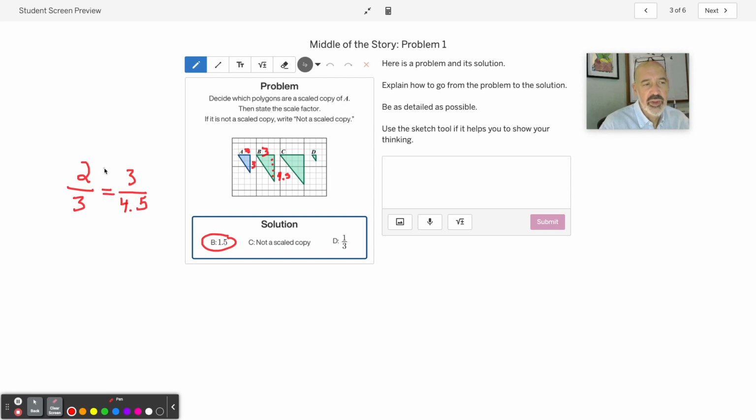You can see this many ways. I know that 2 times 1.5 is 3, and that's where the scale factor comes from. The same thing with 3. 3 times 1.5 is 4.5.